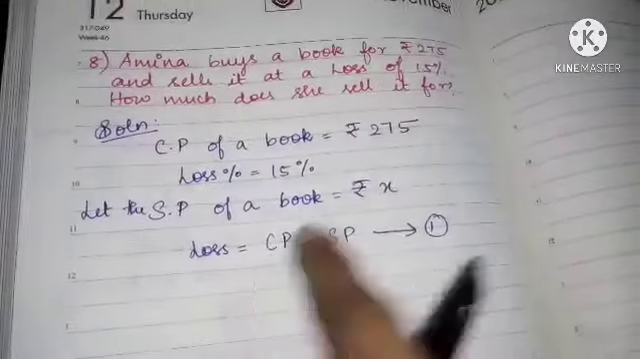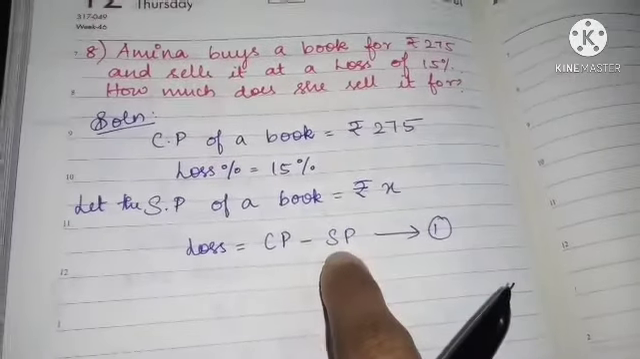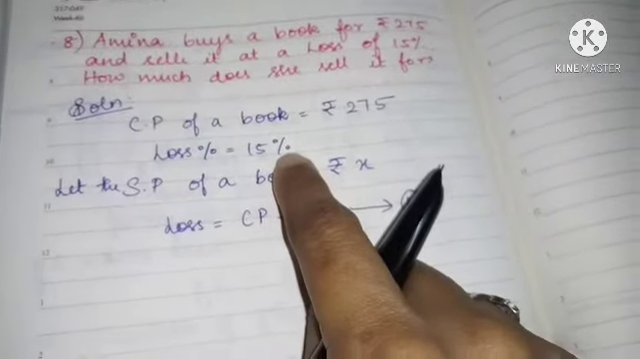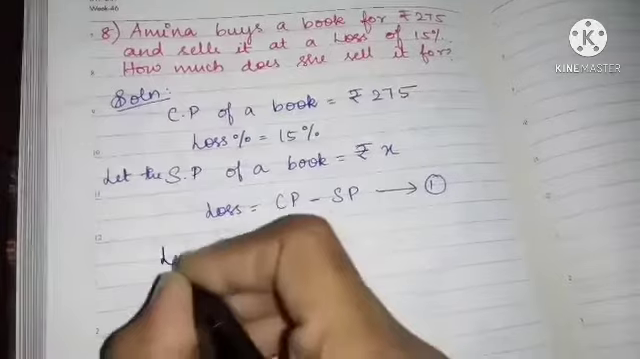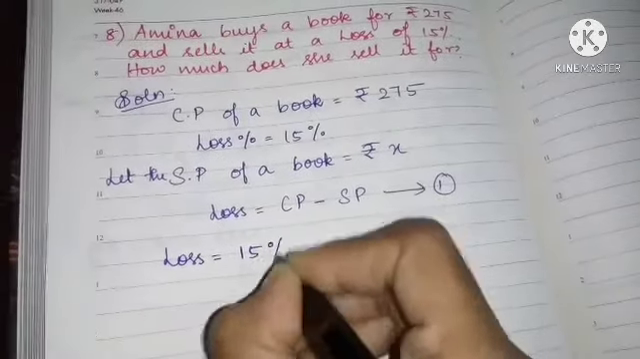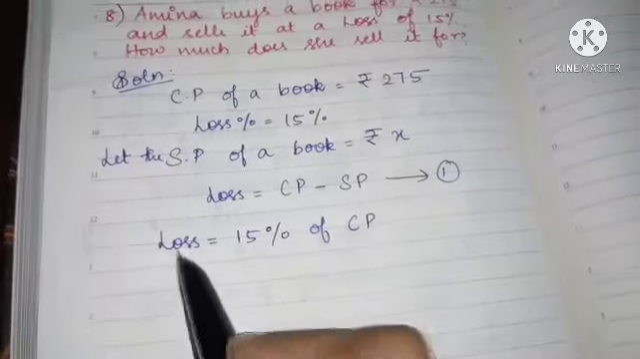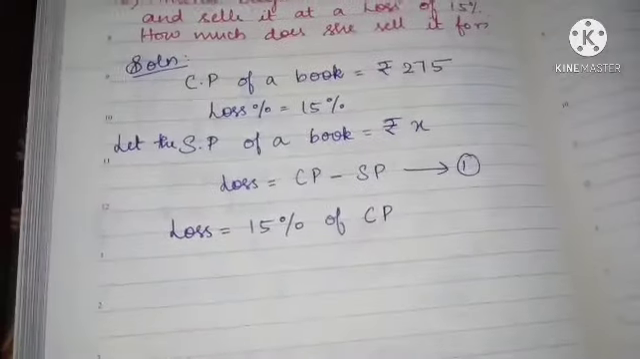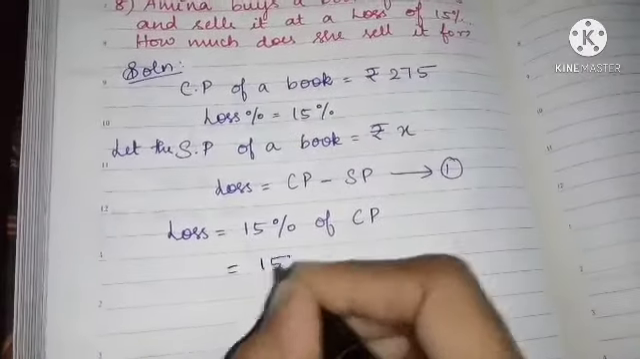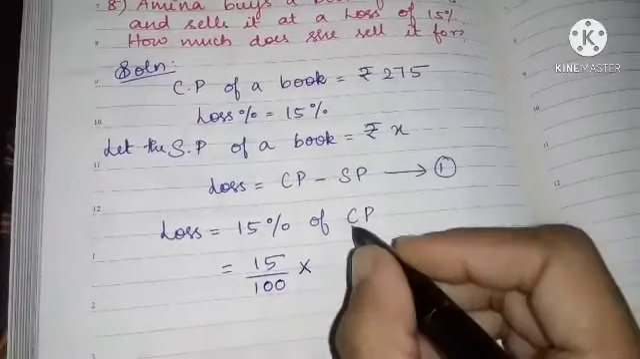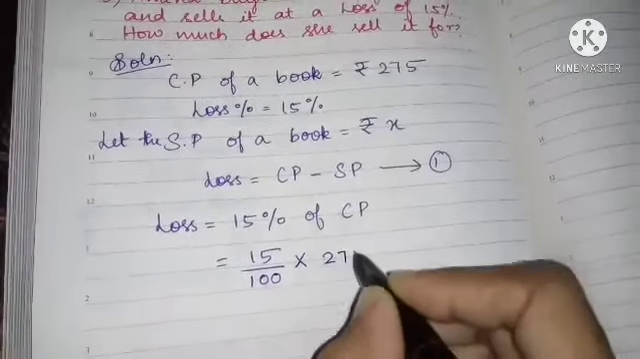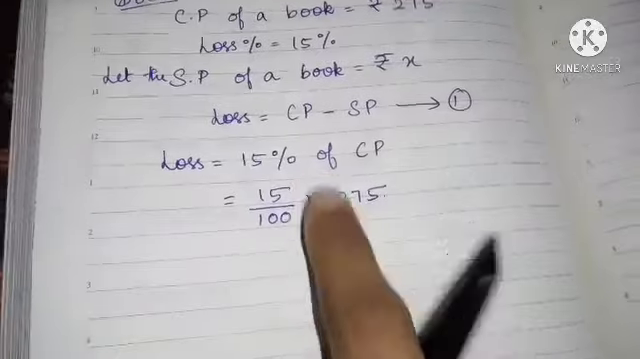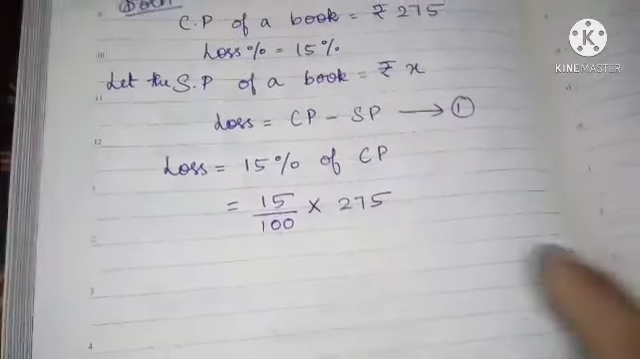You know the cost price, which is 275 rupees, and the selling price X, but you don't know the loss, because only the loss percentage is given, not the loss value. So how will we find it? Loss is equal to 15% of cost price. Loss is nothing but 15% of the cost price. So 15% means 15 by 100. Of means multiplication. Cost price is 275 rupees. So loss is equal to 15 by 100 into 275.